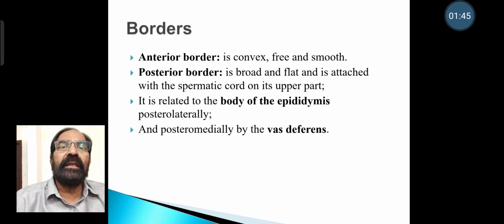Borders. Its anterior border is convex, free and smooth. Posterior border is broad, flat and is attached with the spermatic cord on its upper part. It is related to the body of the epididymis posterolaterally and posteromedially by the vas deferens.